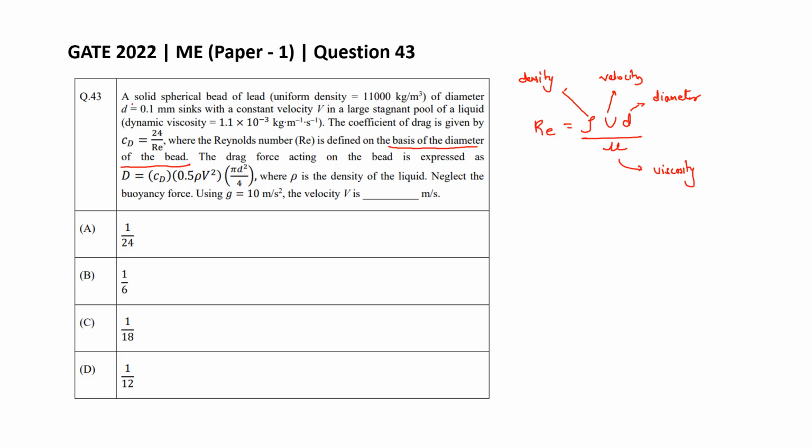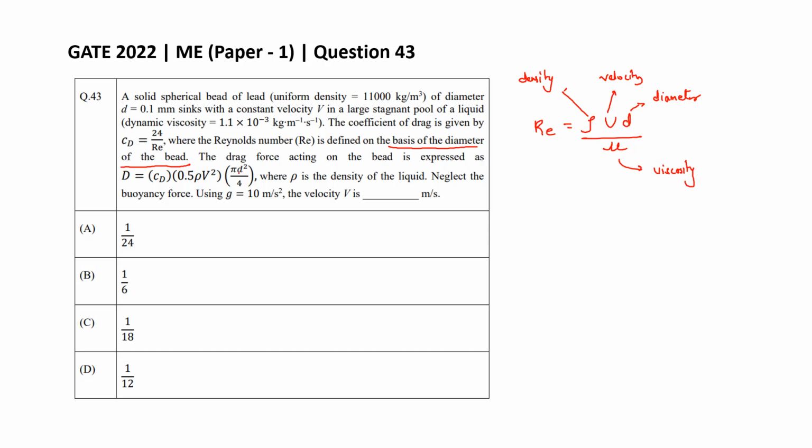Let's read the question first. A solid spherical bead of lead of some density and some diameter is sinking with a constant velocity v in a large stagnant pool of liquid, and the viscosity of this liquid is given to us. Now the coefficient of drag is given by CD equals 24 over Re, where Re is the Reynolds number. And we had seen in the last class that the definition of a Reynolds number, when defined on the basis of the diameter, is this: rho times V times d over mu.